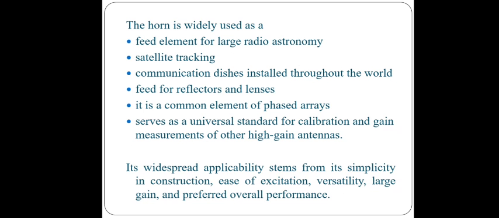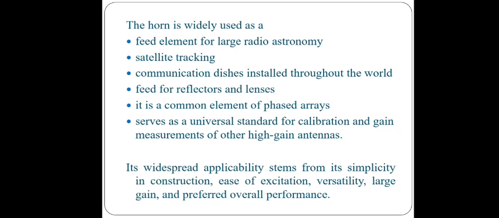Now the horn is widely used as a feed element for large radio astronomy. What is the reason why we are using this horn? The horn antenna gives the maximum efficiency, near 80% efficiency. That's why these horns are used as feed antennas to parabolic reflectors generally. The parabolic reflectors are used in satellite communication. Therefore, this horn is used as the feed element for large radio astronomy. That is the first application, and as well as satellite tracking, we also use horn antennas.